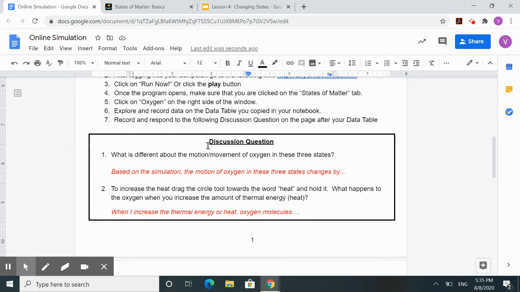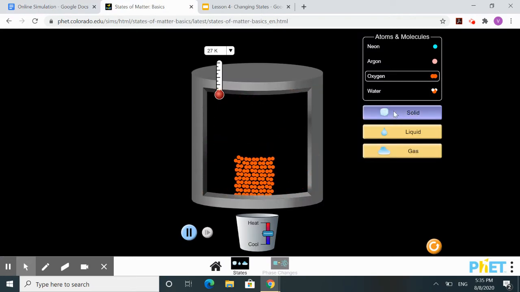Once you're done with that, you're going to answer these 2 discussion questions. It says, what is the difference between the movement of the oxygen in the 3 states? And the second question asks you to increase the heat and tell me what happens to the oxygen when you increase the amount of thermal energy or heat. Thermal energy is another word for heat, more scientific. So if you increase the heat, what happens to the movement of these molecules? Are they gaining energy, losing energy? What's going on?